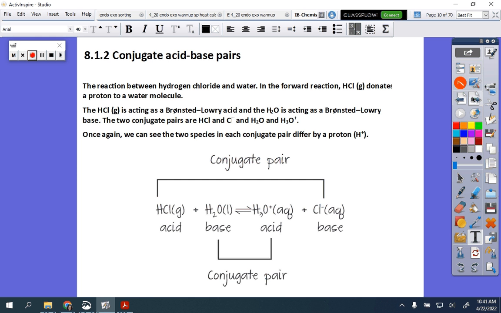The difference between an acid and its conjugate base, or a base and its conjugate acid, is a proton. Okay? You're just looking at the thing that's exactly the same, except it differs by one proton. So HCl versus Cl-, H2O versus H3O+, the difference between them is a proton, depending on which direction the reaction is moving, whether the proton is being lost or gained.